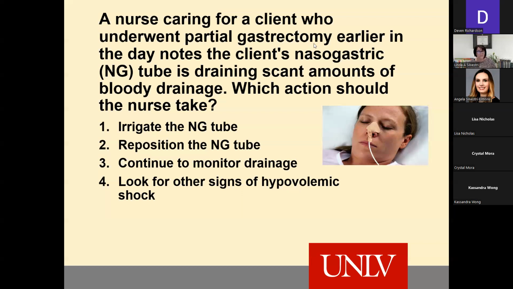and the person will come back from surgery with that NG tube, but it's strategically placed in the stomach, and it's placed near the sutures in the stomach. And so if you go irrigating that, you could affect that suture line. And that is the same reason why we would not reposition the tube, okay? Because it is strategically placed by the surgeon, and we don't want to disrupt that suture line inside the stomach. So continuing to monitor the drainage is definitely the correct answer.